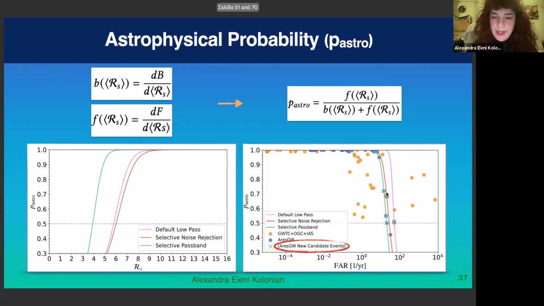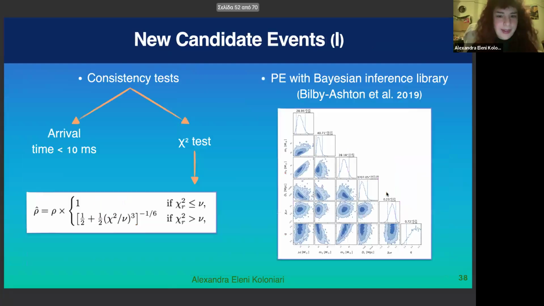And now that I mentioned candidate events, I also mentioned that we need to pass some consistency tests, such as checking the arrival time. I made sure that it's below 10 milliseconds, because that is the time that light needs to travel from the one LIGO detector to the other LIGO detector, and as we know, gravitational waves travel with the speed of light. Additionally, we also did perform the chi-square test, which was also used to find the reweighted SNR, here depicted with rho hat. And we also did the parameter estimation using the Bayesian inference library BLB.